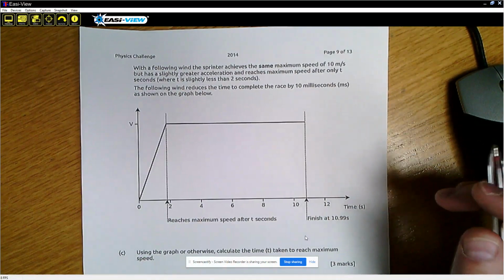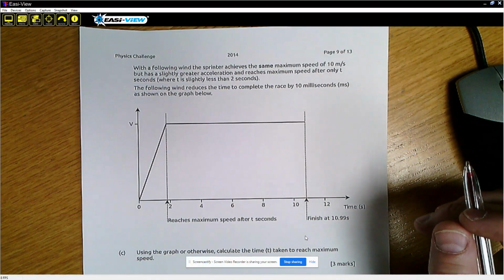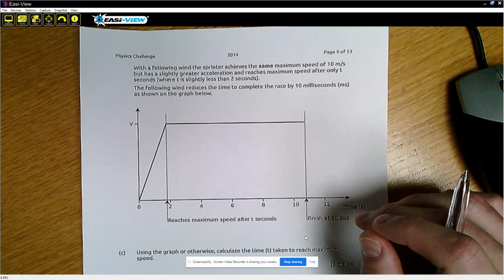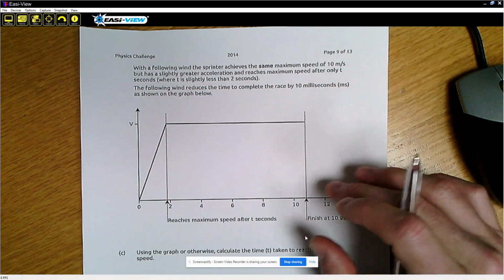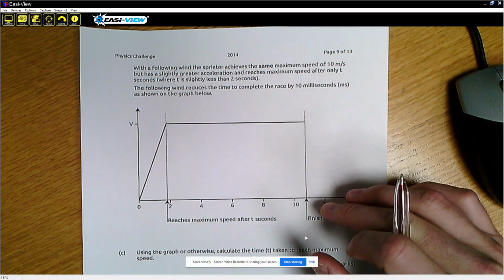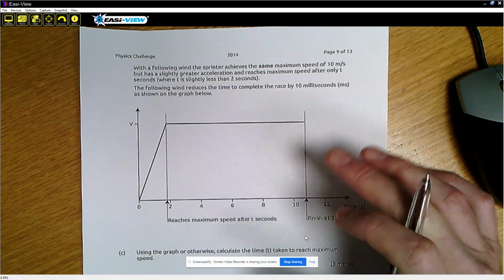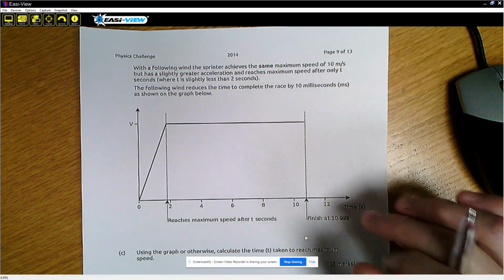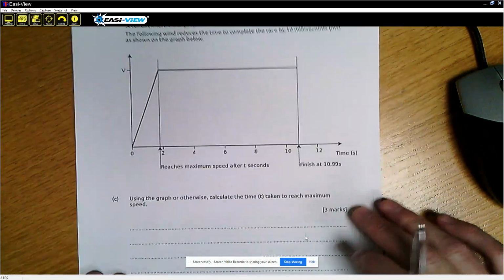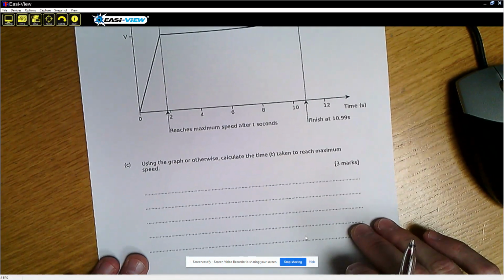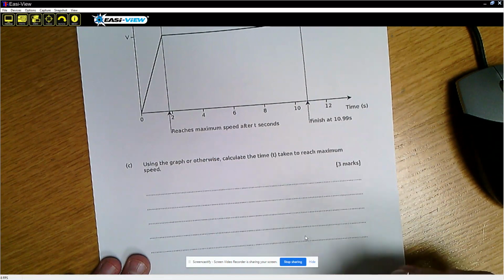So with the following wind, the sprinter achieves the same maximum speed of 10 meters per second, but has a slightly greater acceleration and reaches maximum speed after only t seconds, where t is slightly less than 2 seconds. The following wind reduces the time to complete the race by 10 milliseconds, shown on the graph. So calculate the time taken to reach the maximum speed.